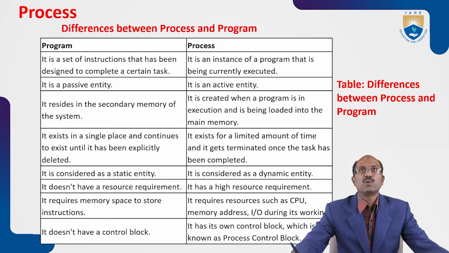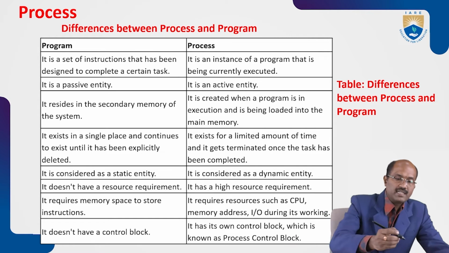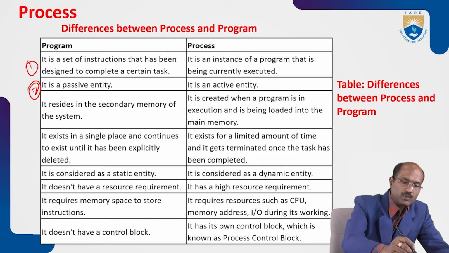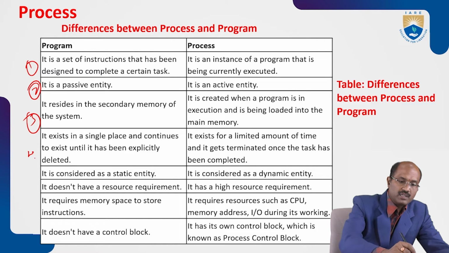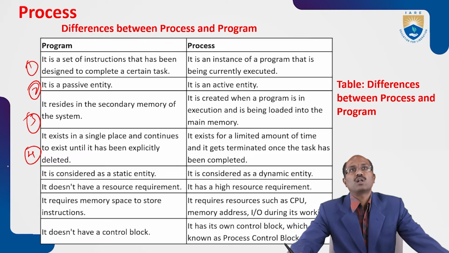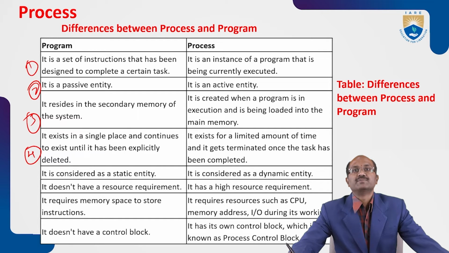A program is a passive entity. A process is an active entity. A program resides in the secondary memory of the system. A process is created when the program in execution is loaded into the main memory. That is the first, second and third point. Coming to the fourth point, a program exists in a single place and continues to exist until it has been explicitly deleted. This is the main differentiator between program and process.